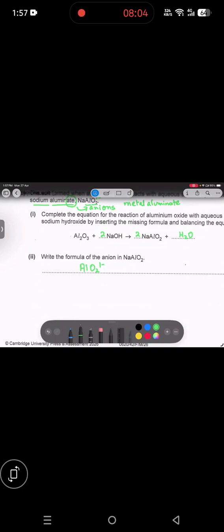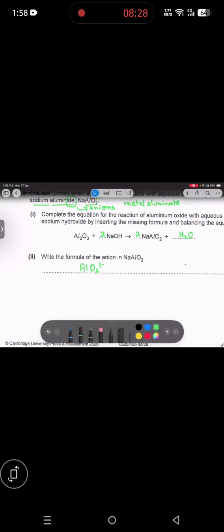Is this part clear to all of you? Please thumbs up if the part is clear to you. Yes. If not clear, please let me know. If it is clear, then please thumbs up.